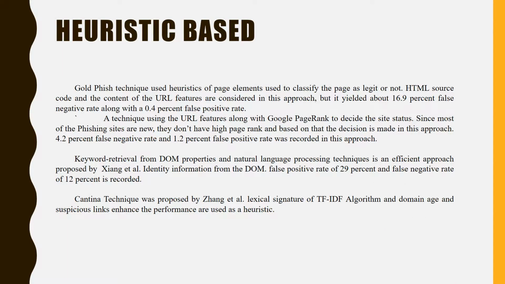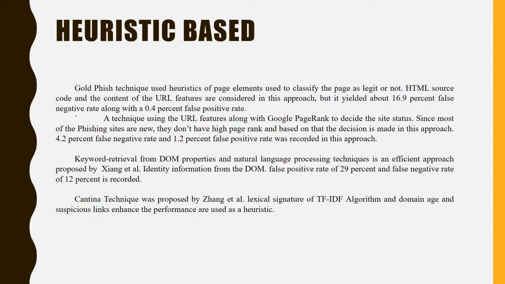And the next one is heuristic based or the content based. This kind of approach is very famous and very popular. Most of the research was done based on these kind of approaches. So the first technique is the goldfish technique. It used the attributes of page elements, and the author tried to classify the page as legit or not based on the page elements. HTML source code and the content of the URL features are also considered in this approach. It gave a 16.9% false negative rate with a 0.4% false positive rate.